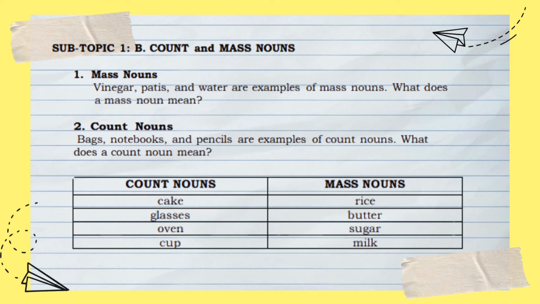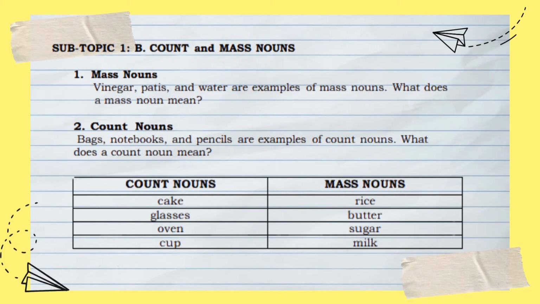So, count nouns are nouns that can be counted individually. You can count them by your bare hands. While mass nouns, we call them uncountable nouns because we cannot count them individually. So of course, like rice. Can you count how many rice you are going to cook for breakfast? Can you count the sugar and the milk that you're going to mix to make your own milk? So that is the simple explanation for that.